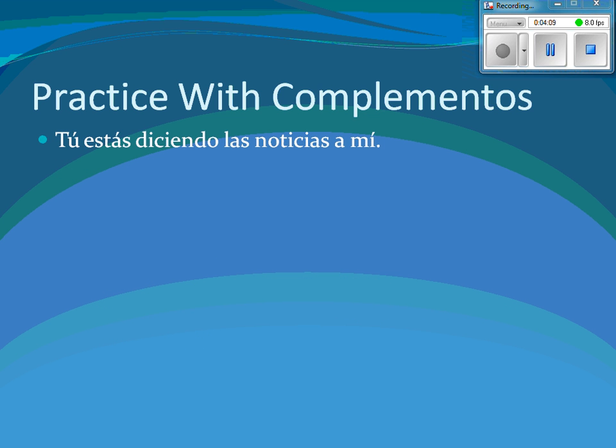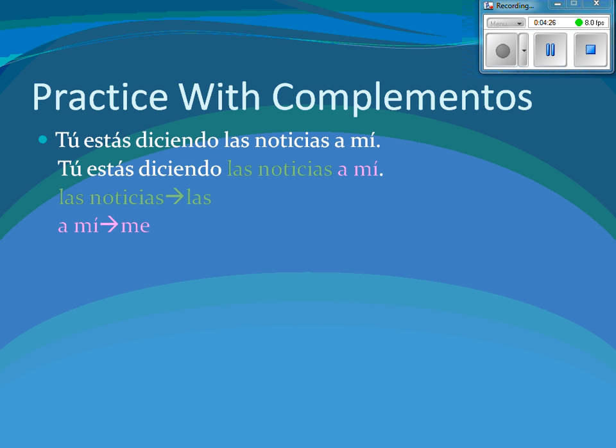Next sentence is Tú estás diciendo las noticias a mí. Highlight las noticias in green because it's the direct and a mí in pink because it's the indirect. Las noticias goes to las because it is feminine and plural. A mí goes to me because it is to me. The final sentence is Tú estás diciéndomelas because it is the present progressive, and so you put it at the end and then add an accent.